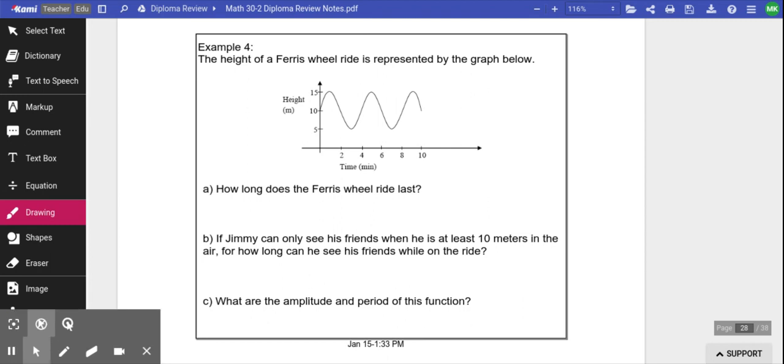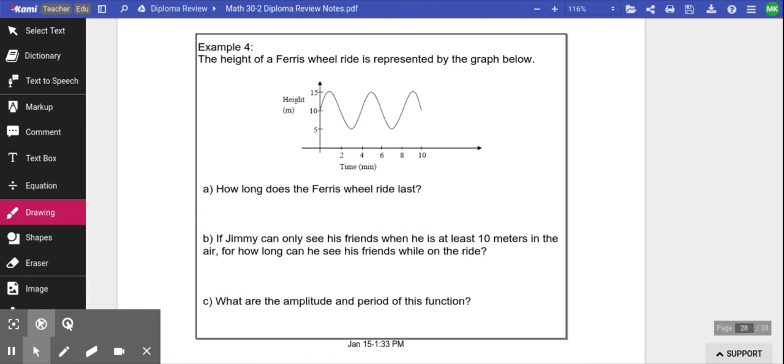Okay, so example 3 was given a sine equation. What do you do? Example 4 is given a sinusoidal graph. What do you do? If you're given a graph with no points, then you just have to interpret the graph. You're not going to be able to create an equation because you're not going to be able to find the C value. So all you have to do is read the graph to answer every question.